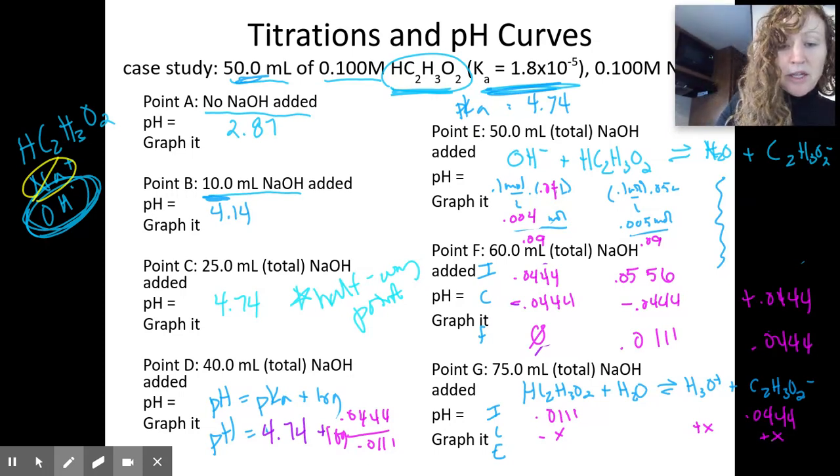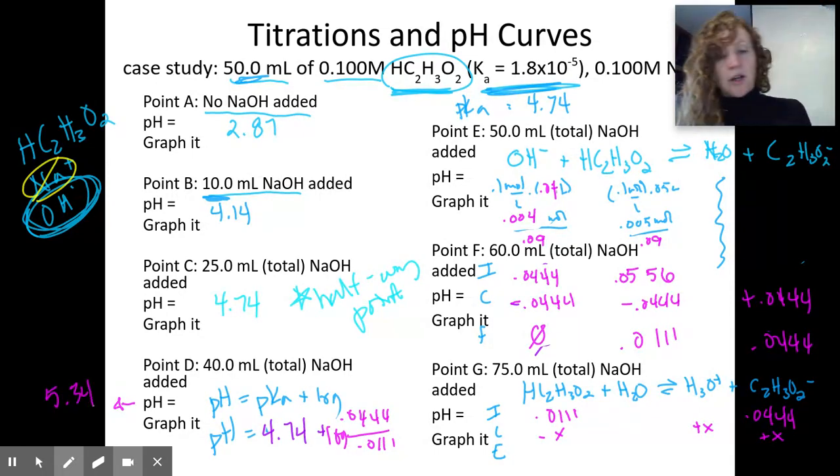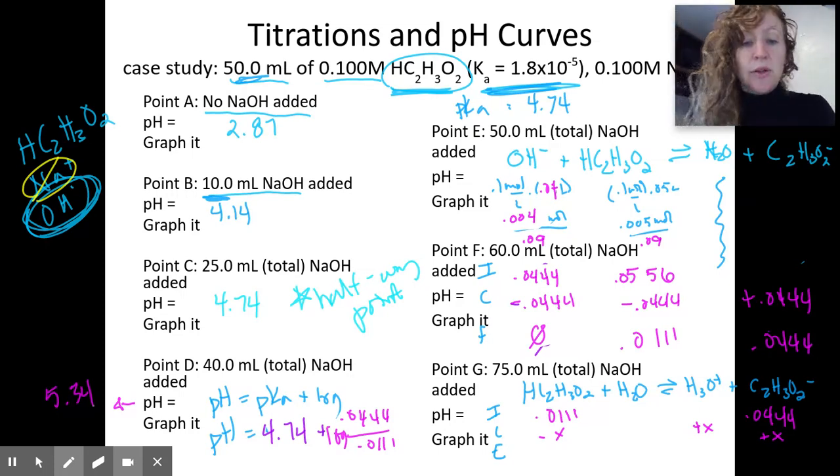So my pH is going to equal, I'm going to put it over here, 5.34. So my pH has gone up, which is good. That's reasonable. And we're not quite to the equivalence point yet. Okay, so point E, here we go.